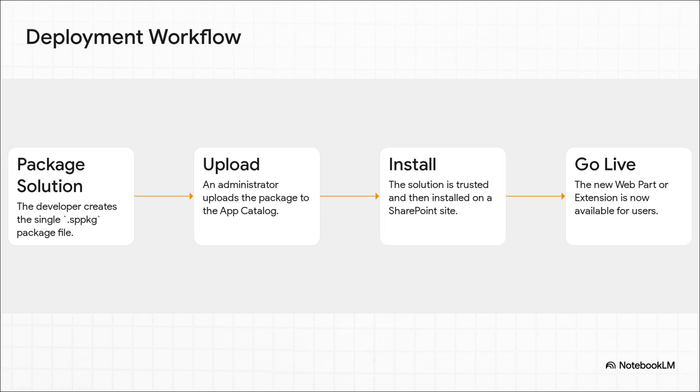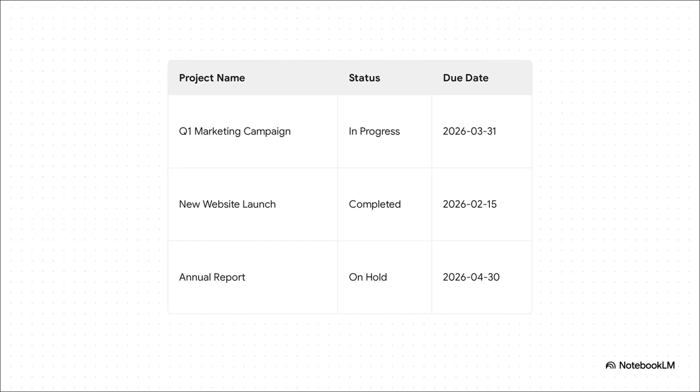The developer creates the package, an admin uploads it to the app catalog. After they approve it, it becomes available to be installed on certain sites. And only then can someone go to a page and add that new web part, just like they would with any out-of-the-box feature. So what does this all mean in the real world?